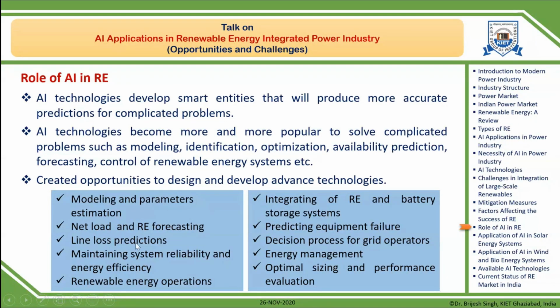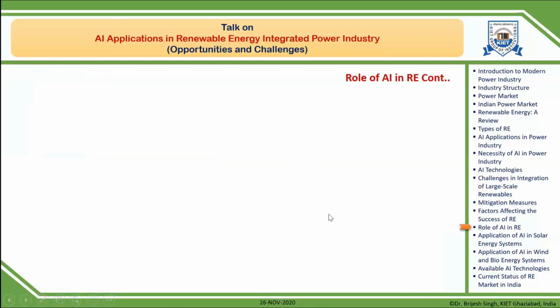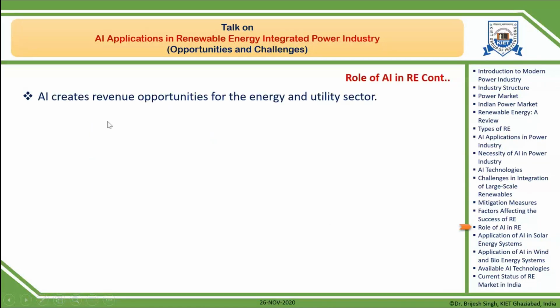So how can we apply AI to renewable energy operations? By integrating the RE and battery storage system, the intelligent BMS, battery management system. You can work in this direction: predicting equipment failure, decision processes for grid operators, energy management, optimal sizing, and performance evaluation. These are some areas where you can apply AI in renewable energy operation.